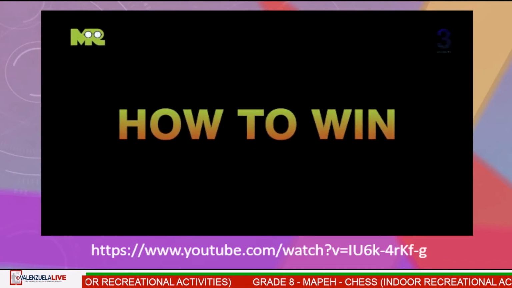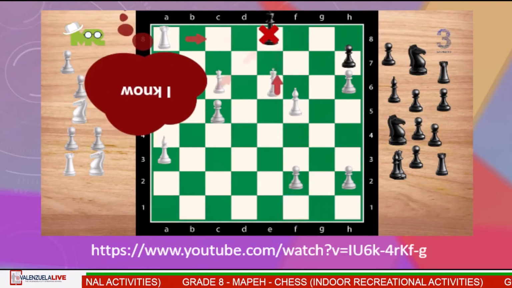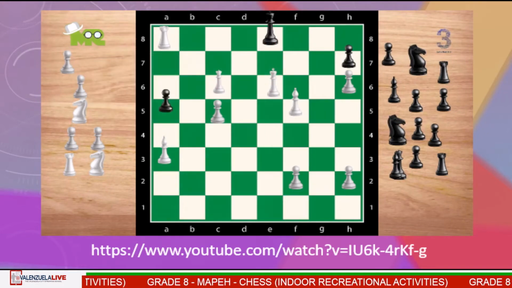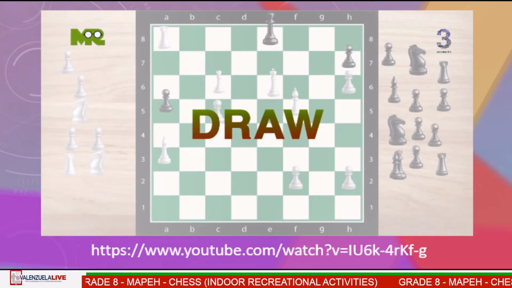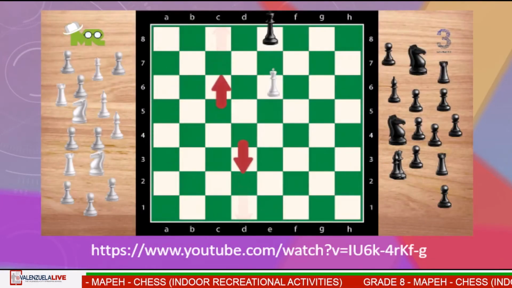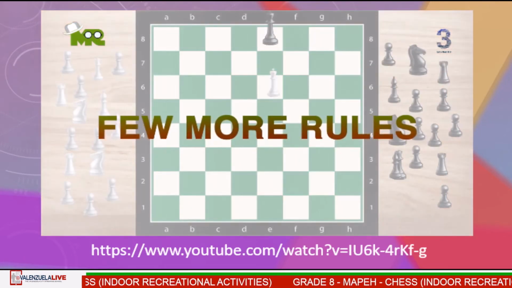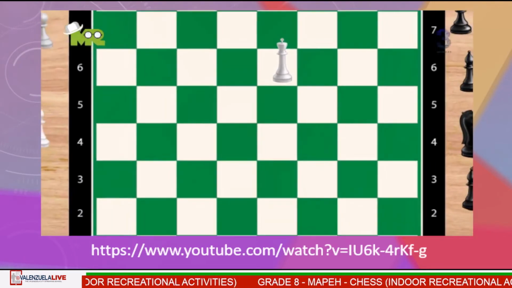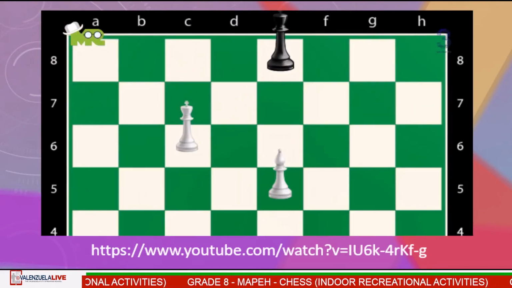How to win the game. Checkmate ends the game, and the side whose king was checkmated loses. Games may also end in a draw if neither player can force a checkmate, such as if the kings are the only pieces left on the board. There are a few rules for a draw: if there are not enough pieces on the board to force a checkmate, for example, a king and a bishop versus a king.